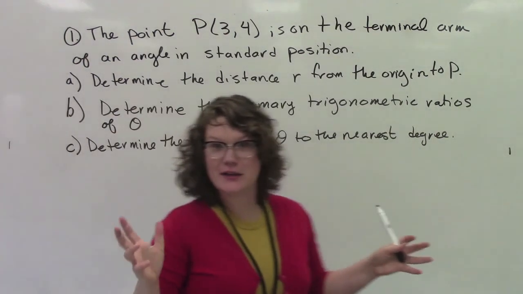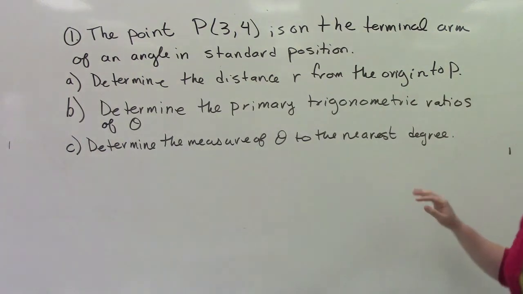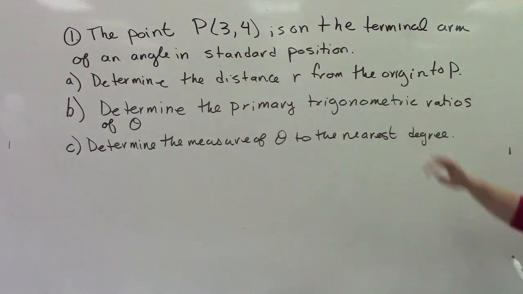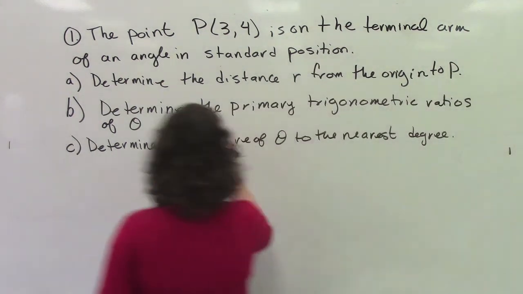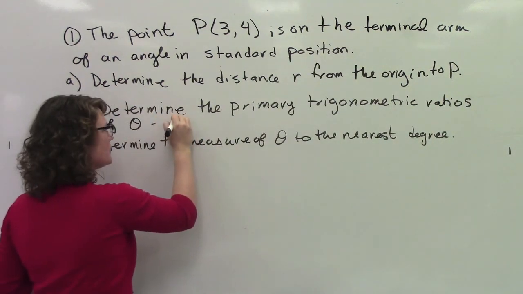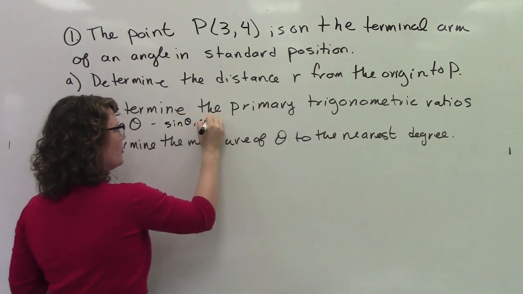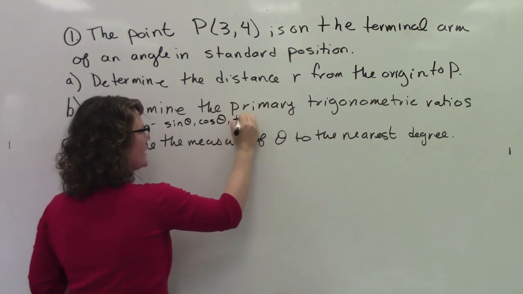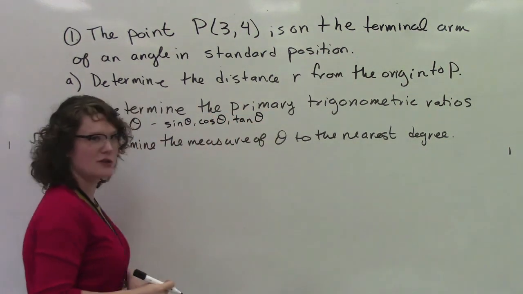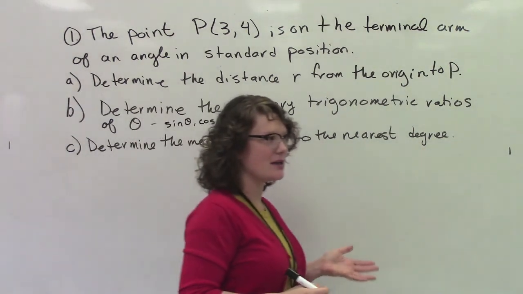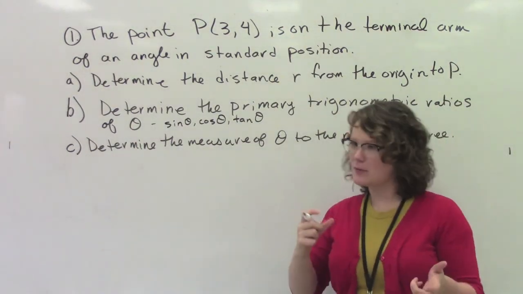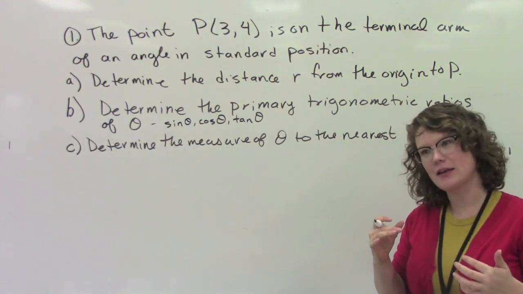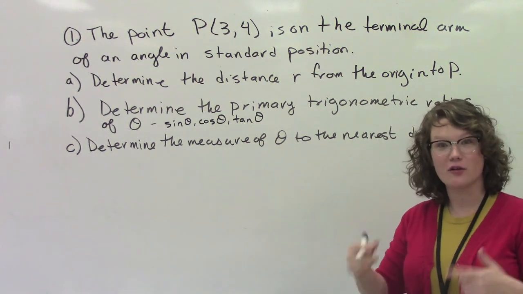Okay, so a lot of things are going on in this question. We're talking about the primary trigonometric ratios. Guys, this is just what you did with those worksheets. That's just sine theta, cos theta, and tan theta. So SOHCAHTOA. Sine is opposite over hypotenuse, cos is adjacent over hypotenuse, and tan is opposite over adjacent.